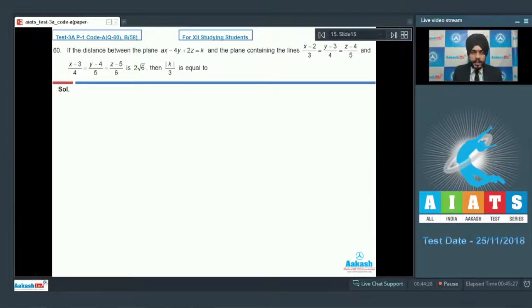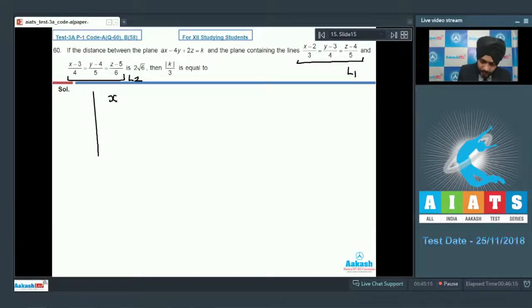Okay, so let us talk about question number 60. It says that the distance between the plane ax − 4y + 2z = k and the plane containing the lines is equal to 2√6. Value of |k|/3 is equal to what? So equation of plane containing the lines L1 and L2: the normal vector of the plane is perpendicular to B1 vector, which corresponds to the direction ratios of line L1, as well as B2 vector, which corresponds to the direction ratios of line L2. Also, the plane is containing the lines, so plane contains every point on these two lines.